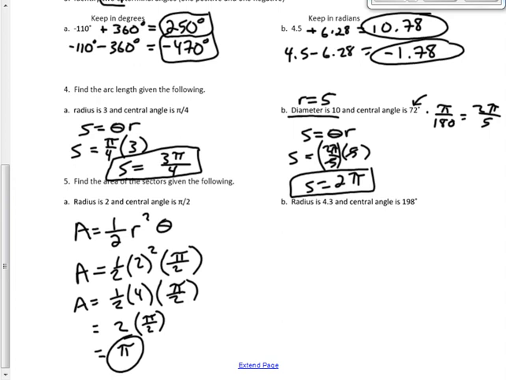In the next one, I've got a radius of 4.3 and the central angle is 198 degrees. Again, 198 degrees is not what I want to leave it as. So I'm going to multiply this by pi over 180. And when I reduce that, I get actually 11 pi over 10. So I have the area again equals 1/2 the radius, which is 4.3 quantity squared times 11 pi over 10.